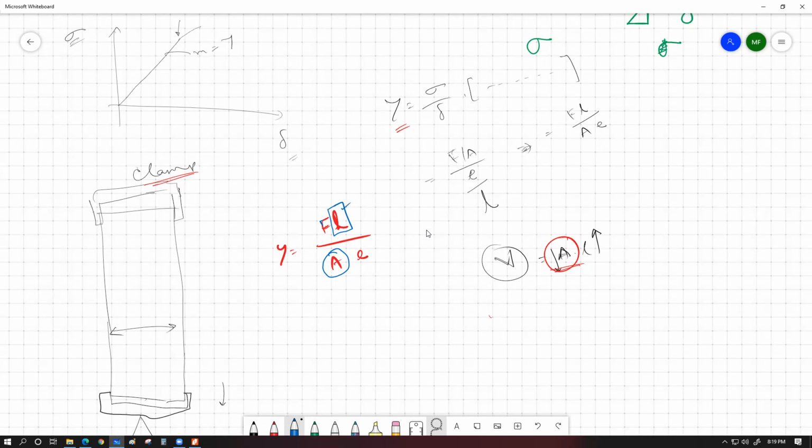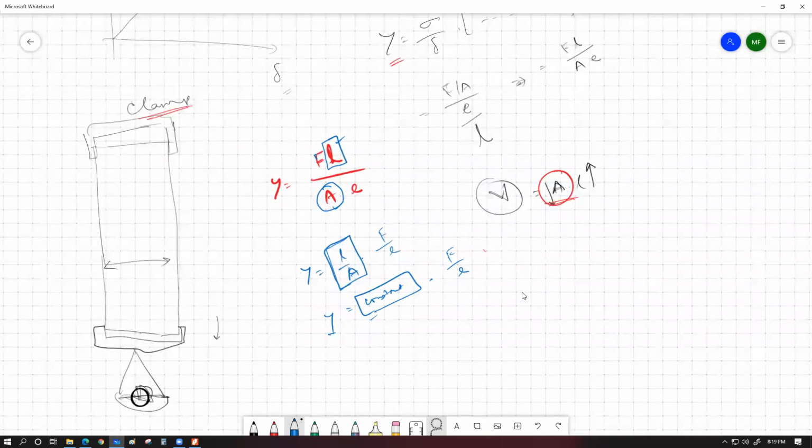So L is also a constant, A is also a constant, which basically means I can write that Y equals L divided by A multiplied by F divided by E. This practically represents a certain constant because L is constant and A is constant. So I can write some constant multiplied by F over E. The reason I'm trying to show you this is that Y is now, for your syllabus, represented as some constant multiplied by the F by E ratio.